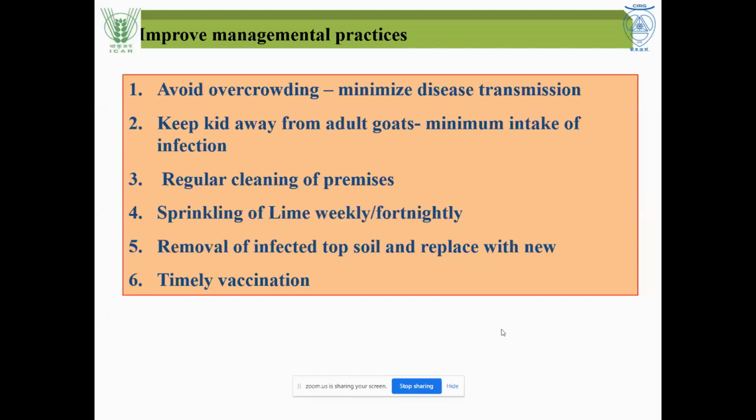Regular cleaning of the premises is an important criterion. It means you are removing the infection as early as possible and cleaning the environment. Sprinkling of lime weekly or fortnightly also minimizes the infection on the topsoil. Removal of the infected topsoil and replacing it with new is a good approach if the farmers are rearing the animals on a kacha floor.